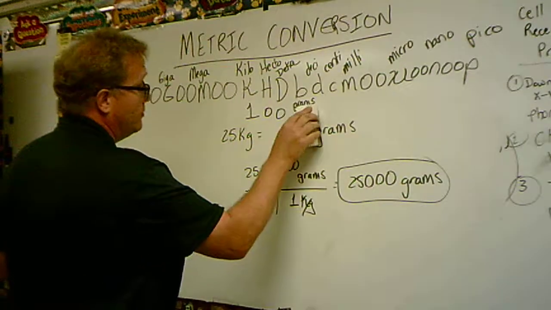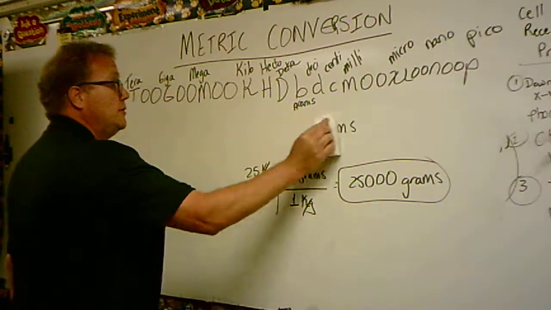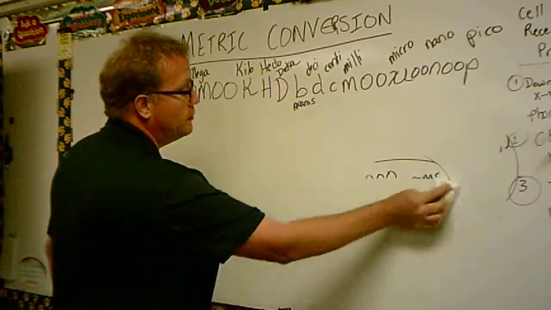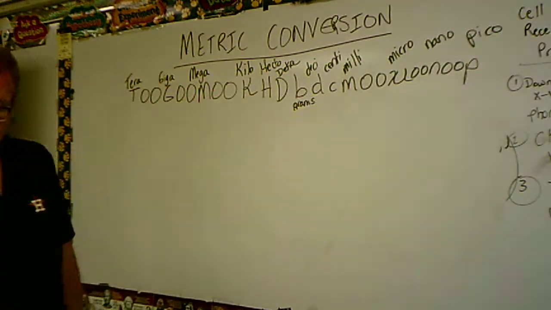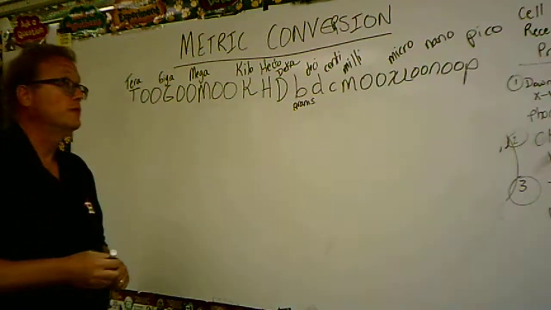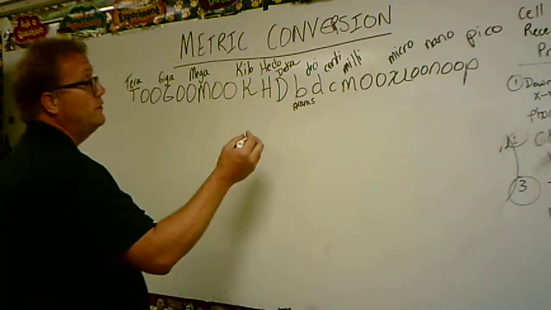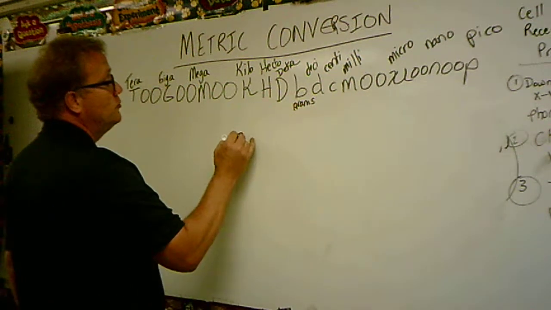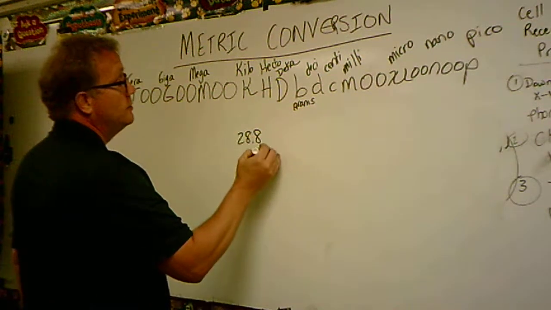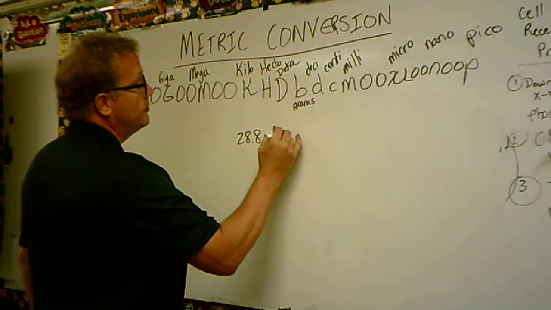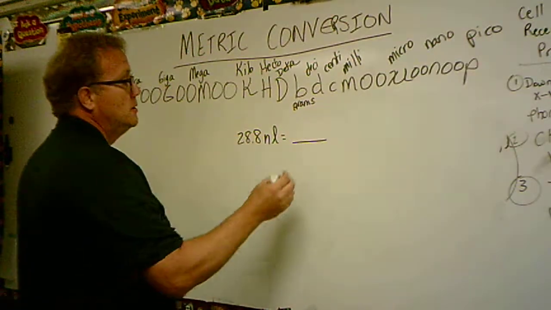We could also do it in reverse and use the same conversion factor, but I will just go ahead and do another one. And we'll use these smaller and bigger units now. Let's say I have 28.8 nanoliters equals blank megaliters.